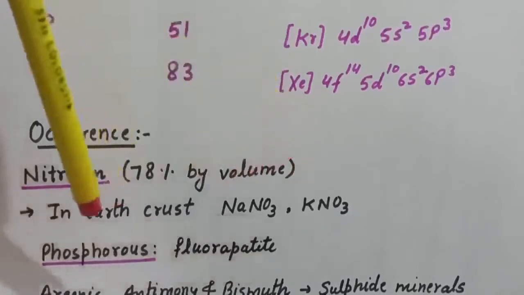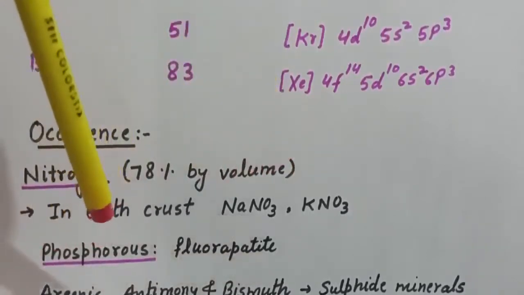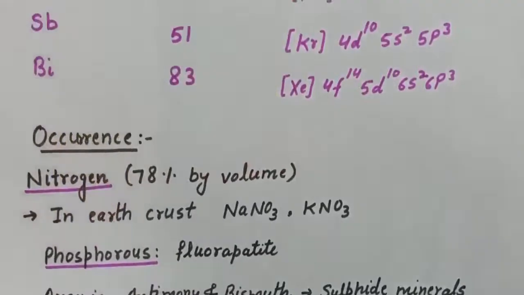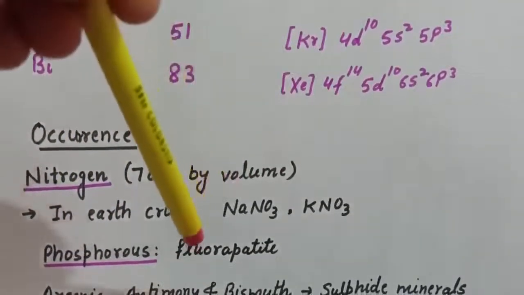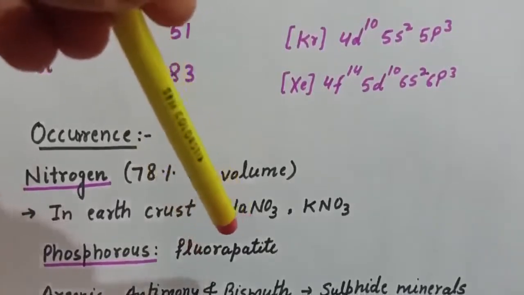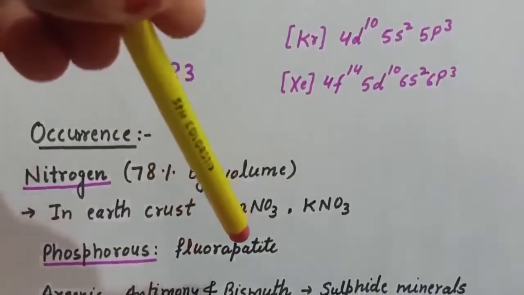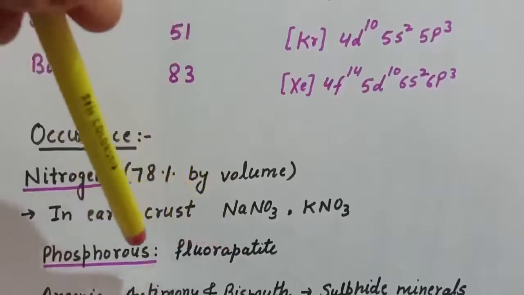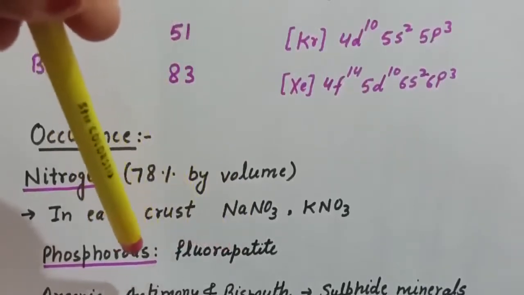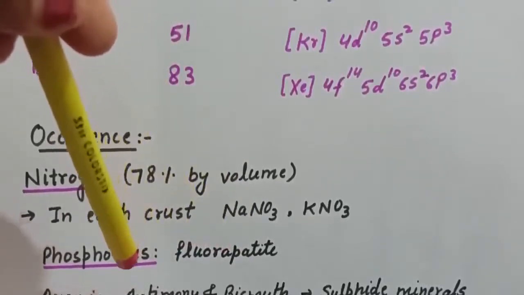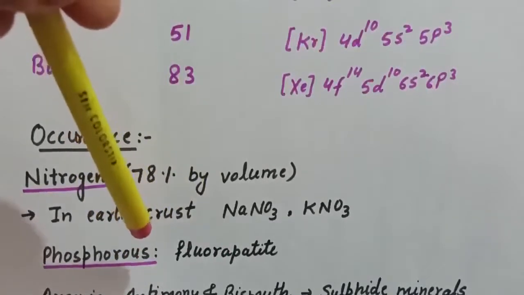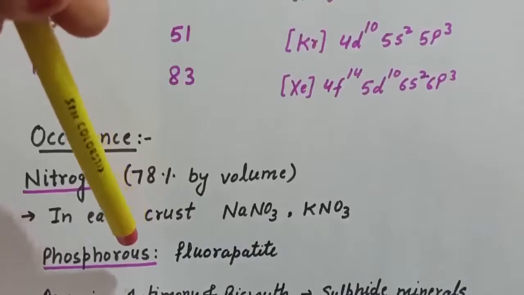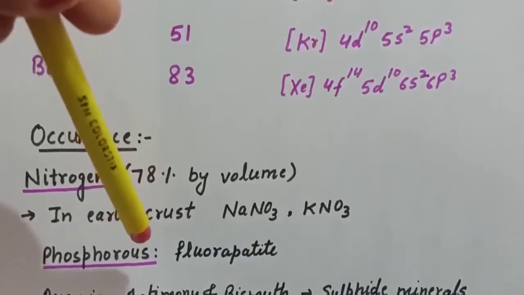Now if we talk about phosphorus, then phosphorus occurs in minerals in the form of apatite. This is fluoroapatite, which is the main component of phosphate rocks. Also, phosphorus is an essential constituent of animal and plant matter, and it is also present in bones as well as in living cells. Phosphoproteins are present in milk and eggs.